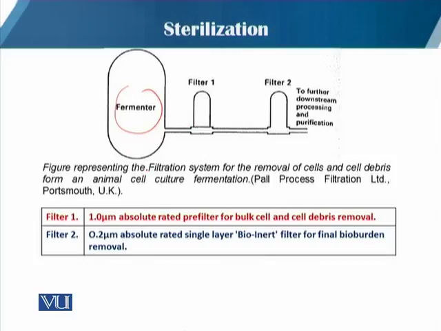In the other figure, you can see the fermenter, and filter 1 and filter 2 represent the filtration for the removal of cells and cell debris from the animal cell culture fermentation. In this case, the first filter has a pore size of 1 micron, a rated pre-filter for bulk cells and cell debris. The second is 0.2 micron, a single layer bioinert filter for final bioburden removal. So in this case, a series of filters is used for proper sterilization.